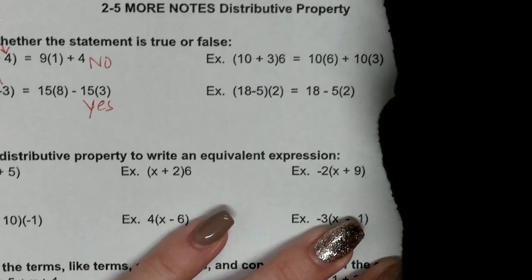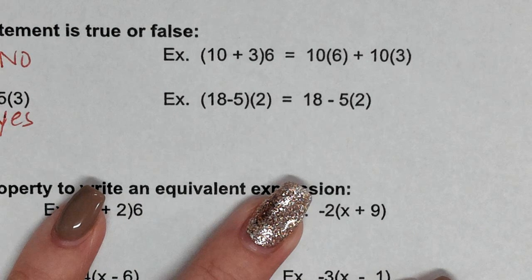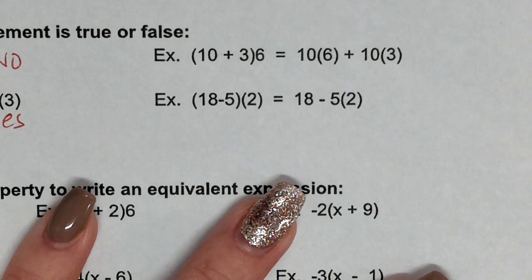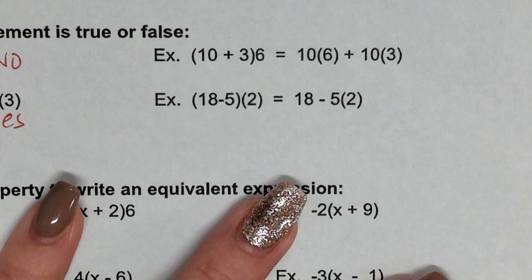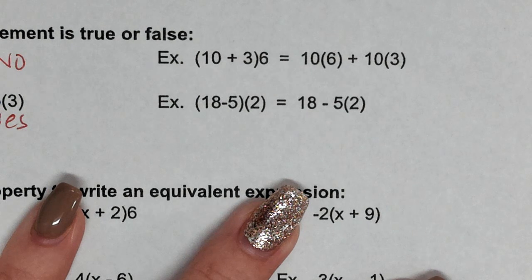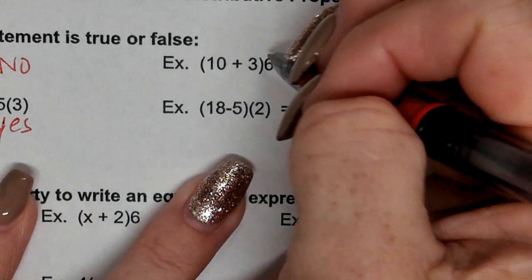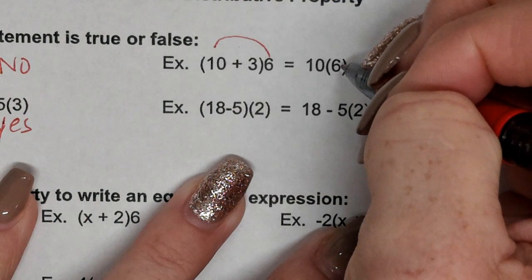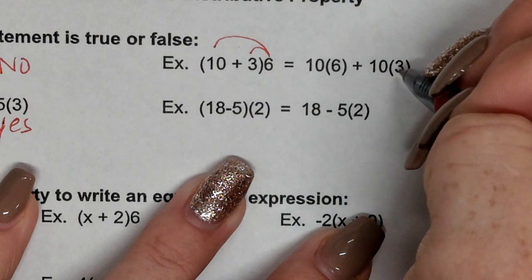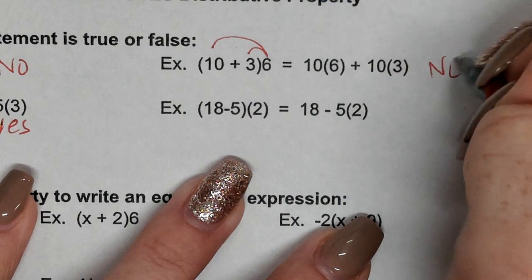All right, let's look at this one. I want y'all to say yes or no, and then we'll go over it. Okay, did they distribute the 6 to the 10 correctly? Yes. Did they distribute the 6 to the 3? No, they mixed up their numbers. This is not done correctly.